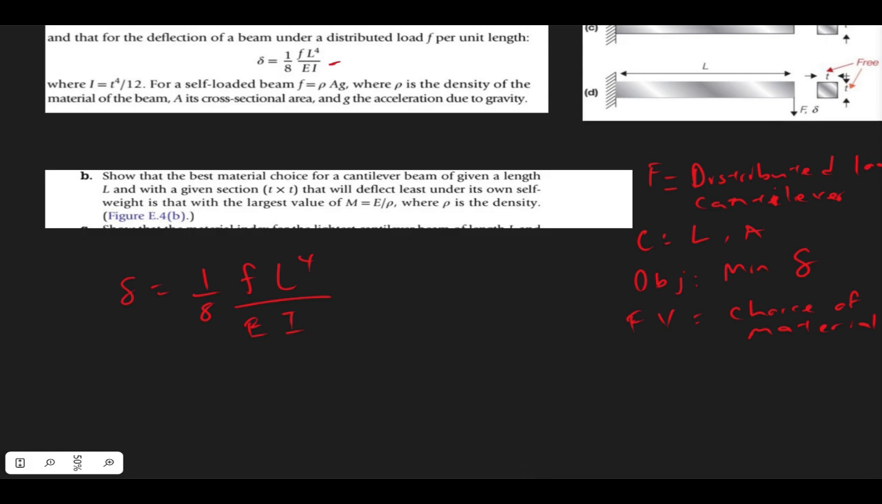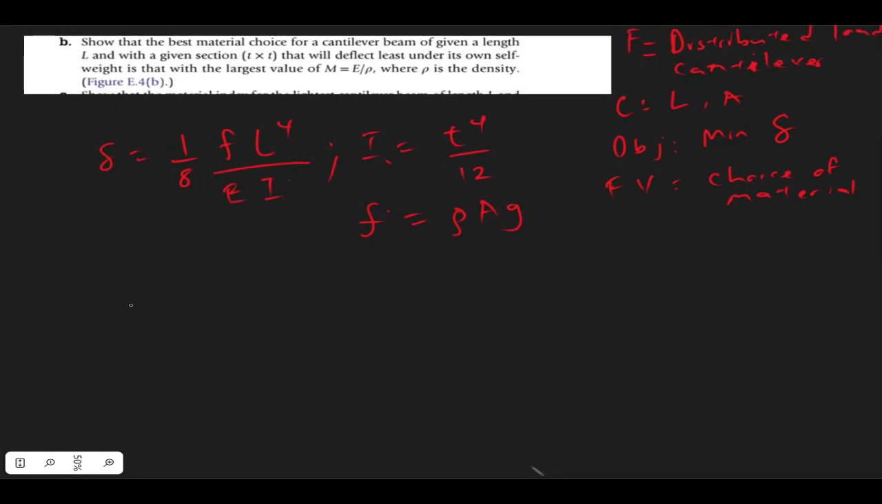We now have to insert I and F. We know that I is equal to t raised to the power 4 divided by 12, and F is, let's see what F is giving us, density times area times acceleration due to gravity. So we need to put these two into the equation for deflection.